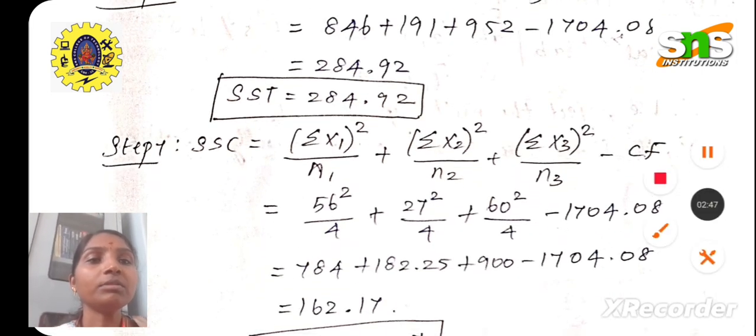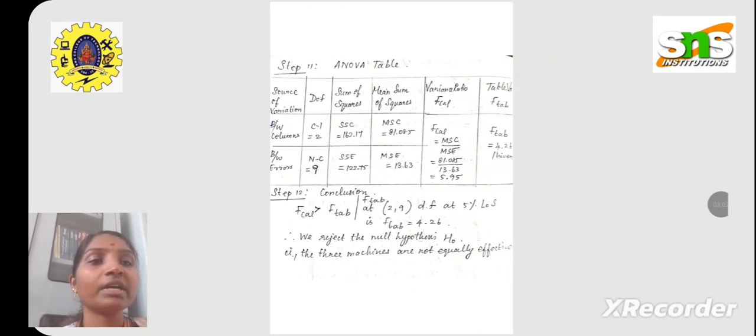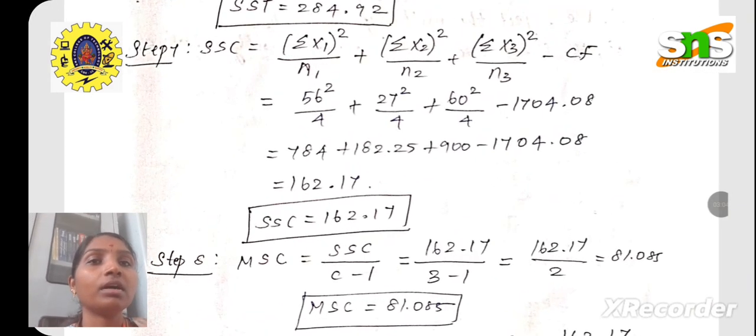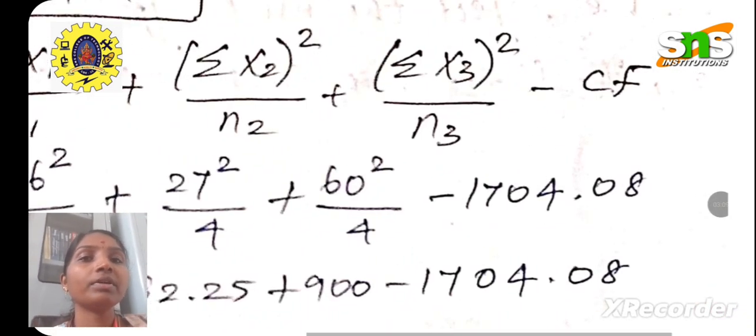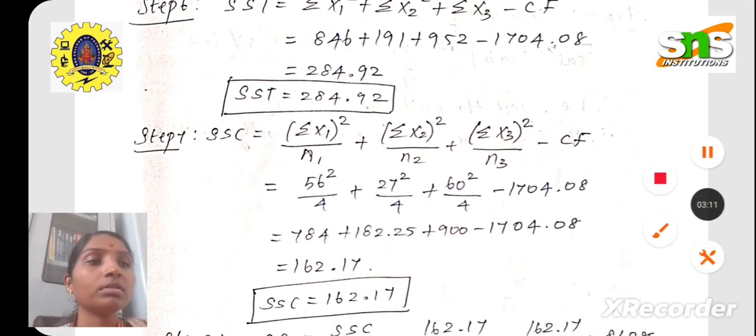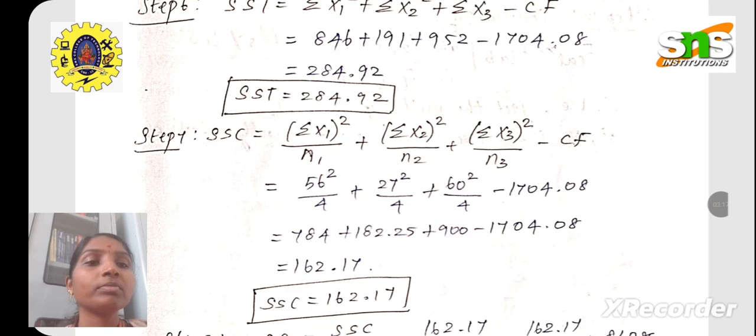And what is SSC? SSC is the sum of the squares between the given columns as per the data: summation of x1 squared by n1 plus summation of x2 squared by n2 plus summation of x3 squared by n3 minus the correction factor. Here also we should note that the correction factor is a very important thing to avoid errors. And we have found SSC to be 162.17 and SST to be 284.92.